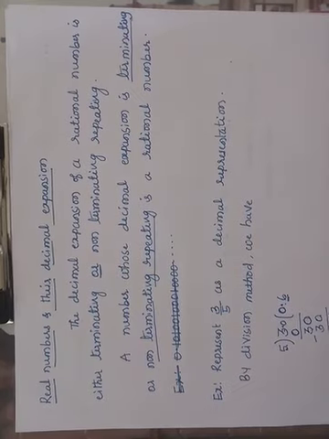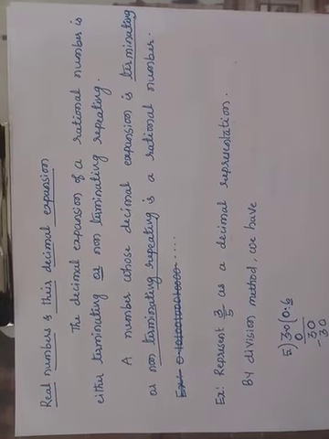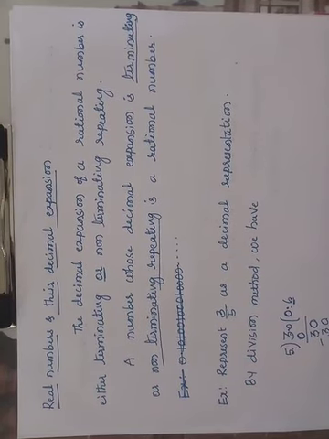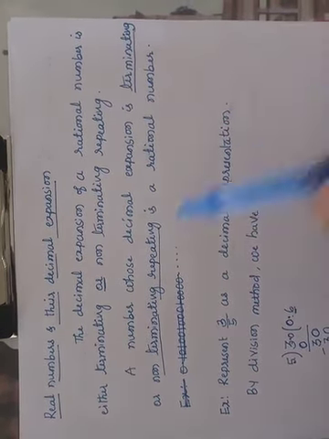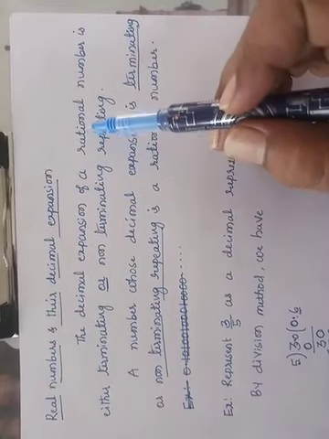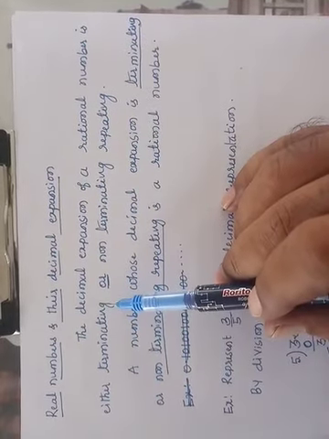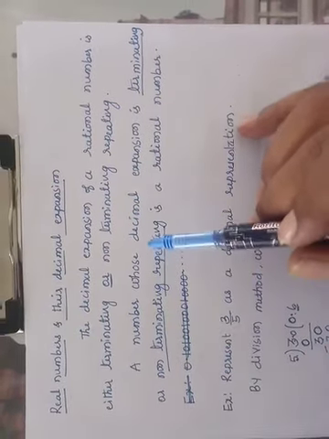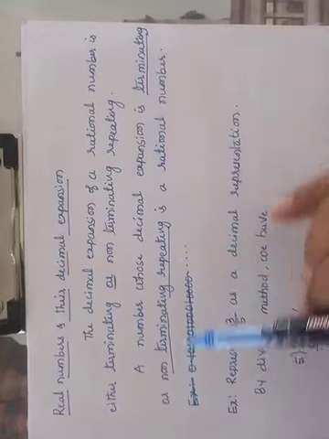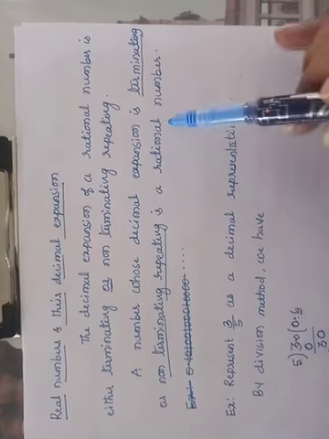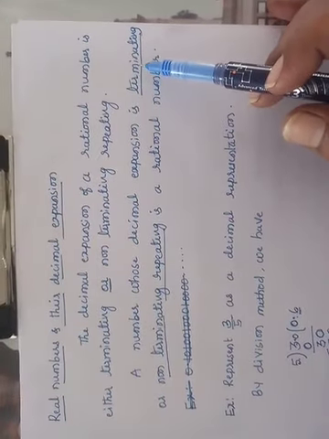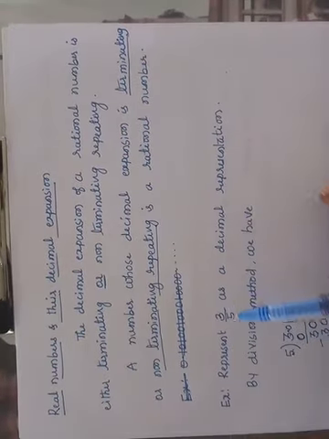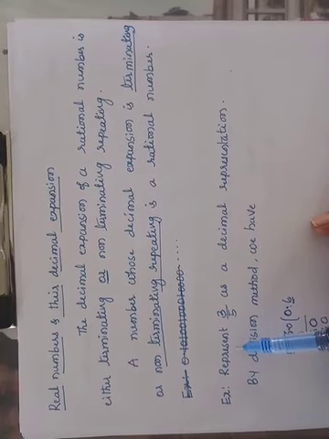In your previous class we had already discussed exercise 1.2. Today I am going to discuss real numbers and their decimal expansion. The decimal expansion of a rational number is either terminating or non-terminating repeating. A number whose decimal expansion is terminating or non-terminating repeating is a rational number. I am going to discuss what is terminating and what is non-terminating repeating. First, take one example.